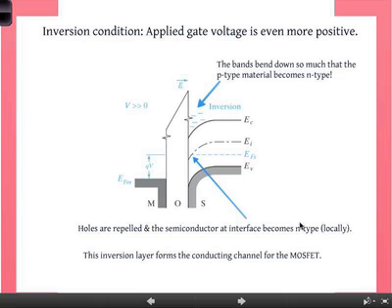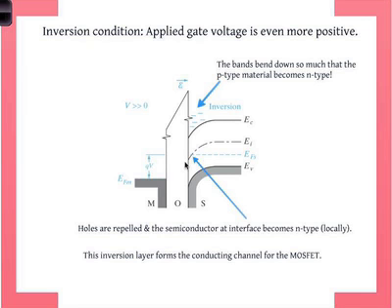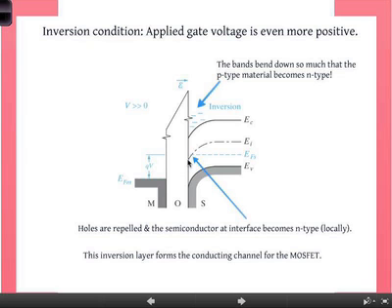The applied gate voltage is even more positive. The bands bend even more, and the key difference is right there. The intrinsic level now bends below the Fermi level, which means that the material now becomes N-type. There are more electrons at the interface than there are holes. The idea is simple: you have an inversion here. The bands bend down so much that the p-type material becomes N-type.